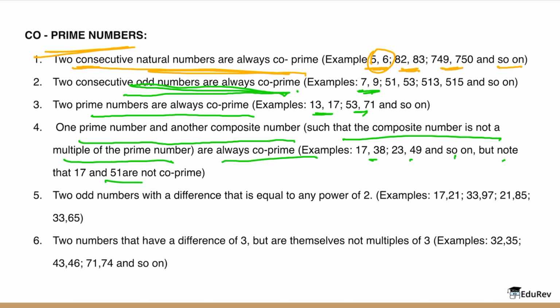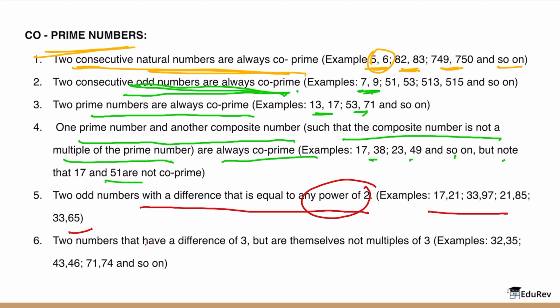In your examination, any kind of question can arise, and if you have these properties in your mind, if you know these properties by heart, then it can actually be a very handy tool. Okay, now your fifth property is two odd numbers with a difference that is equal to any power of 2. Those are going to be co-prime again, and these are your examples.